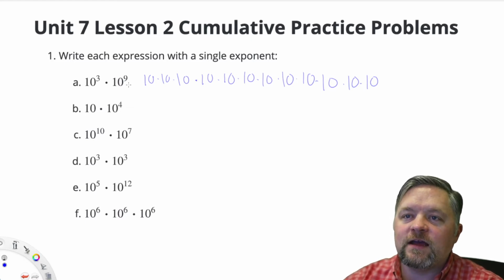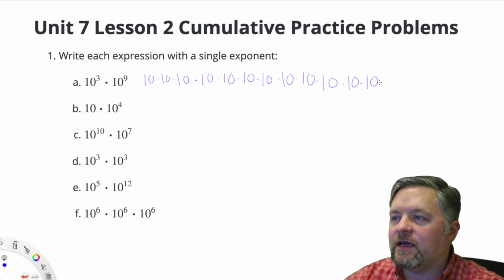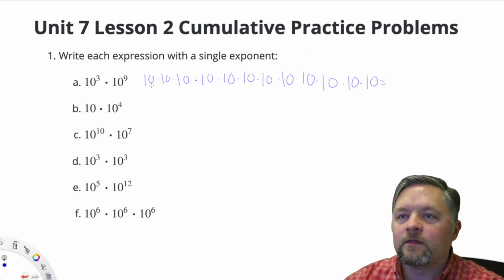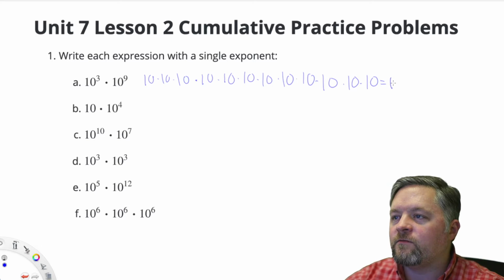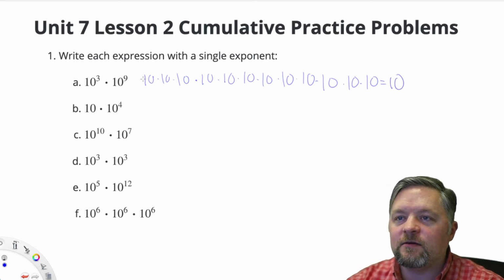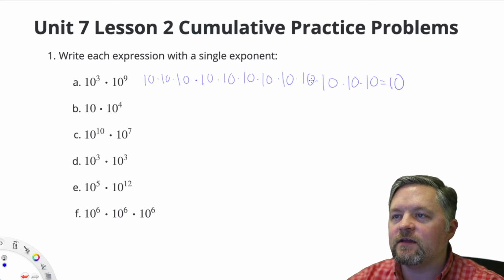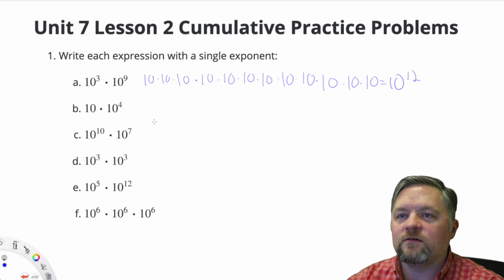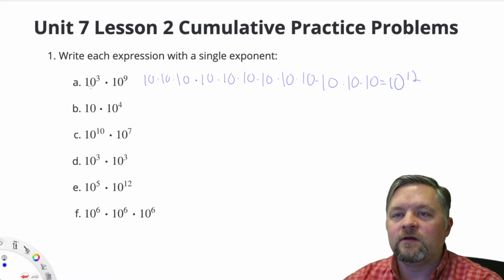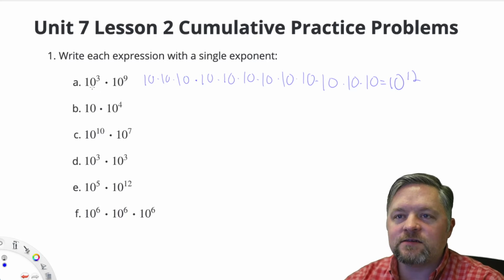So 3 tens and 9 tens is 10 to the power of, well, let's see how many we've got. 1, 2, 3, 4, 5, 6, 7, 8, 9, 10, 11, 12. 10 to the power of 12. Hey, 9 plus 3 is 12. If we have the same base, 10 to the power of something, we can just add the exponents.